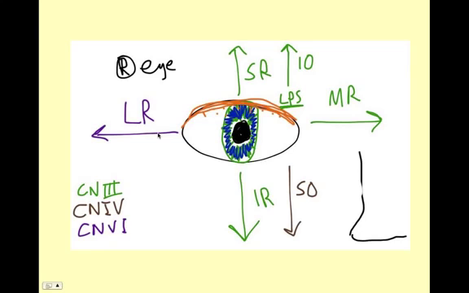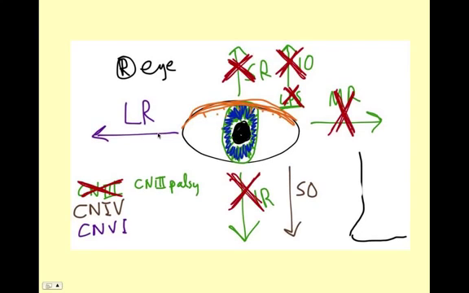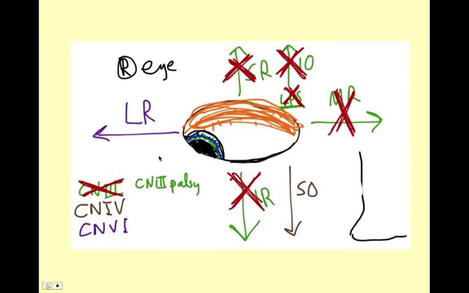Now, if you have a CN3 palsy, you knock out all of that, so that the only thing that's working is your lateral rectus and your superior oblique. Those are the only muscles that are working in your eye. And so what happens? They basically go in that direction.